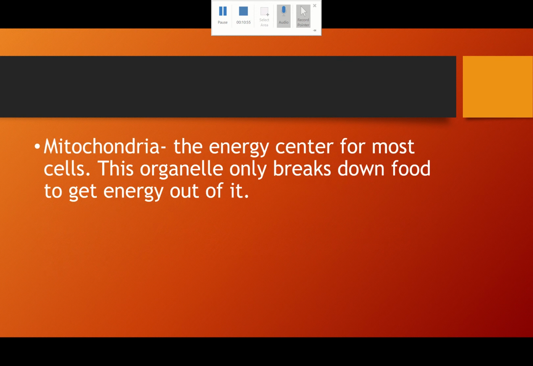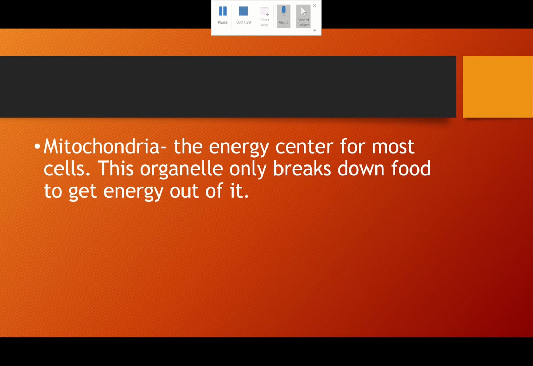The mitochondria is next. Now the mitochondria is the energy center for most of our cells. The mitochondria breaks down the food we eat to get energy out of it so that our cells can function. So we call the mitochondria, if you think back to middle school, a lot of times it was called the powerhouse of the cell. Well, it still is that, but we're going to actually talk about why it's the powerhouse and what it does. It's going to break down our food to give us energy. And this is for plants and animals. Both of us do this. So we both have mitochondria.